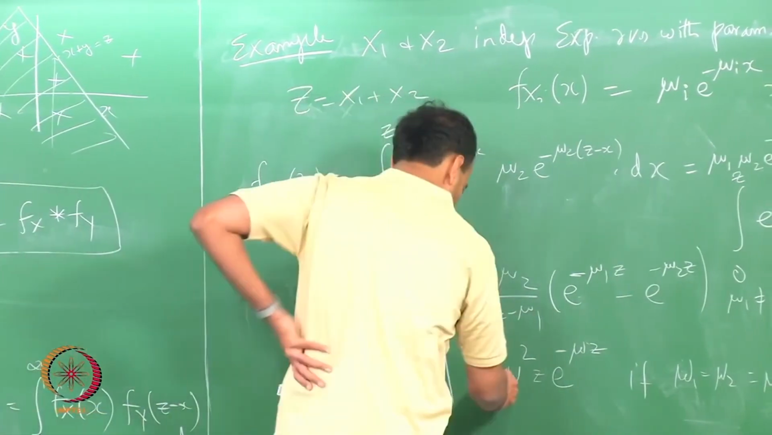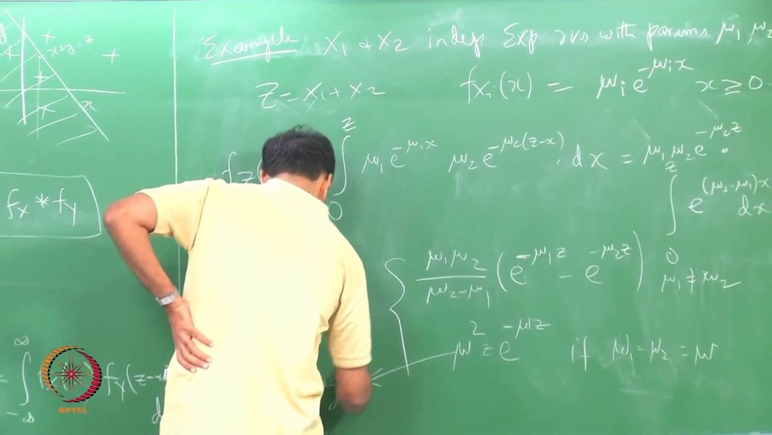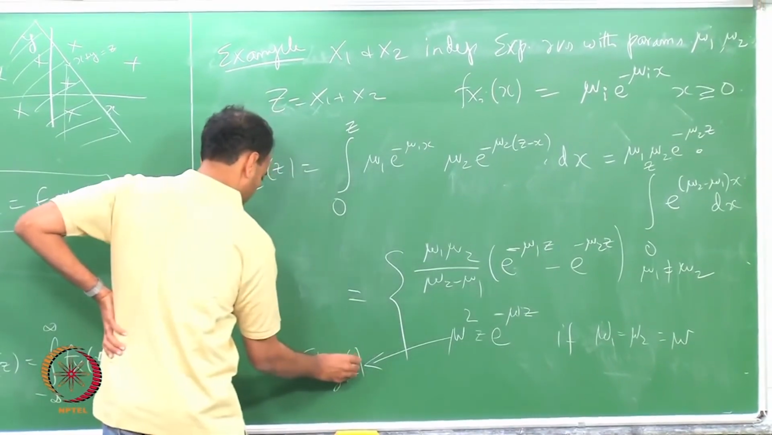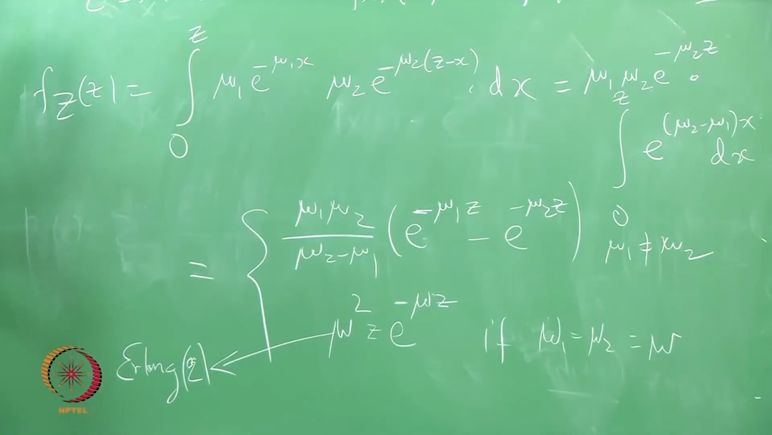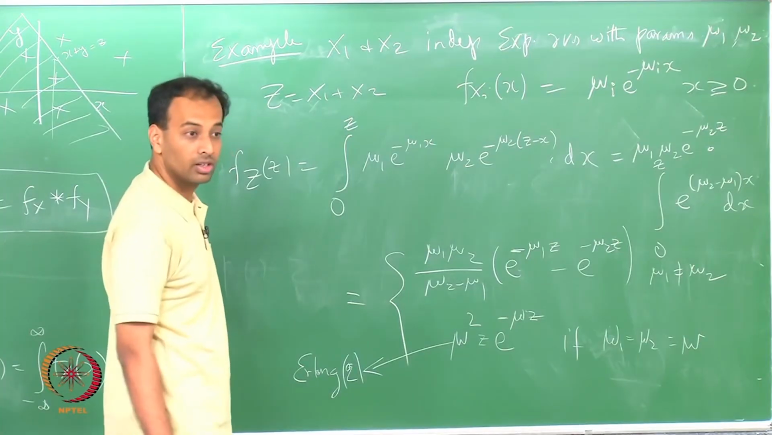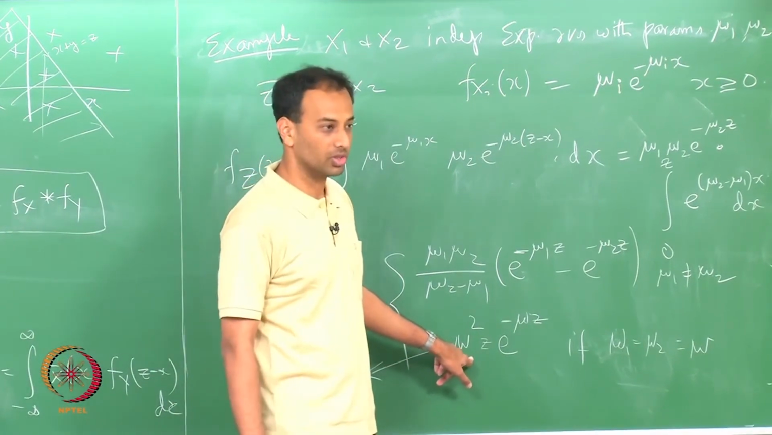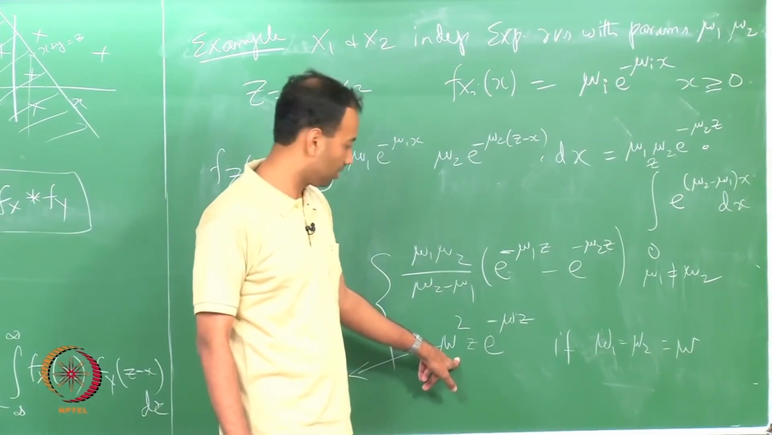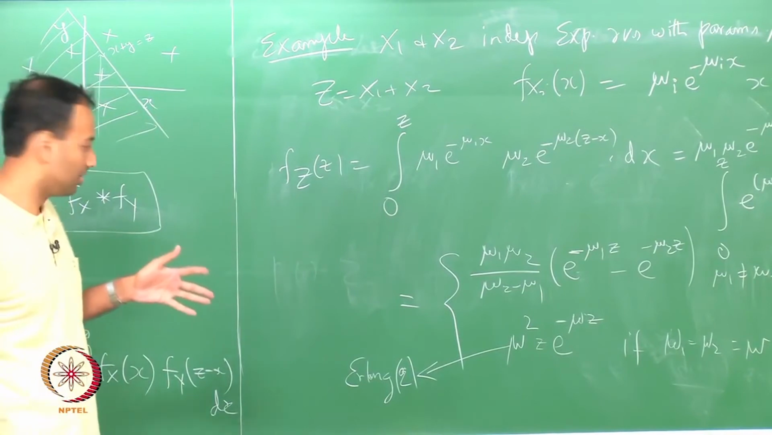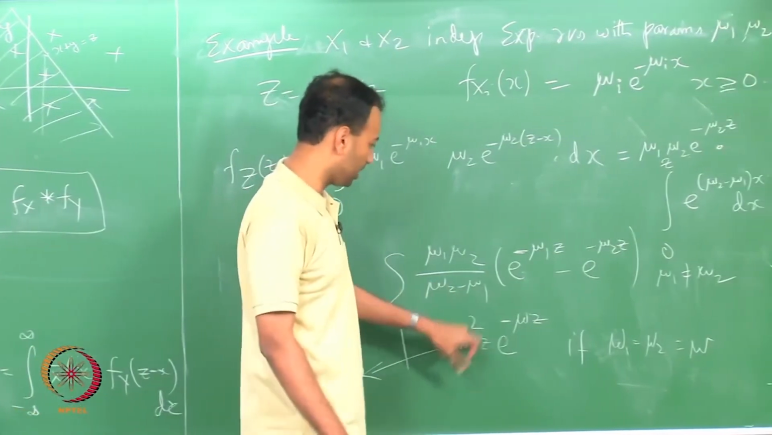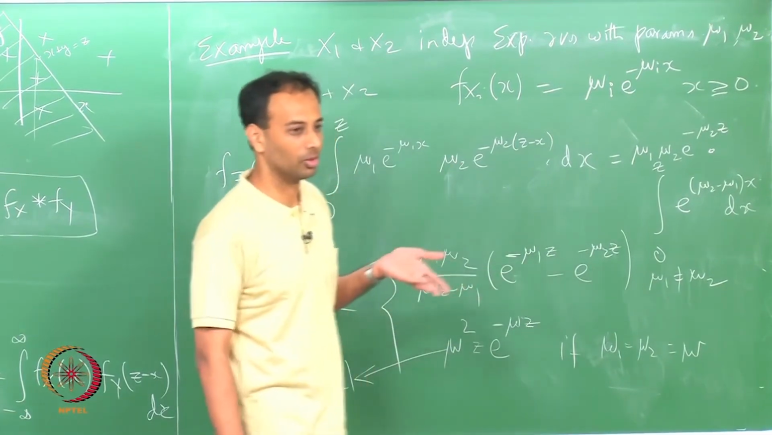This particular distribution is called Erlang of second order, Erlang 2. So, if you sum two independent and identically distributed exponential random variables, you get what is known as an Erlang 2 distribution. Okay. And if you do this n times, you will get an Erlang n distribution that will look like mu power n z power n minus 1 e power minus mu z. I think there is an n minus 1 factorial in the denominator.